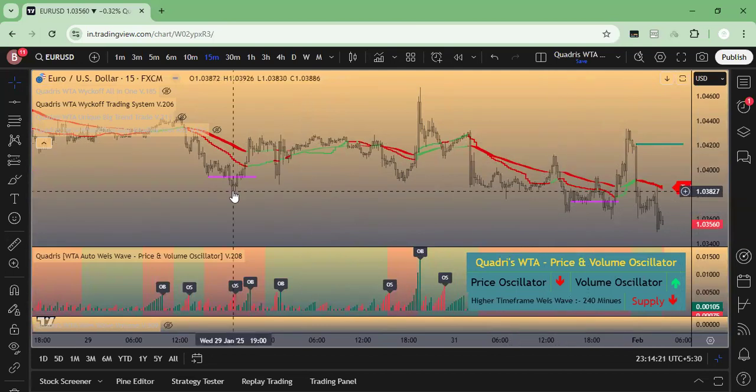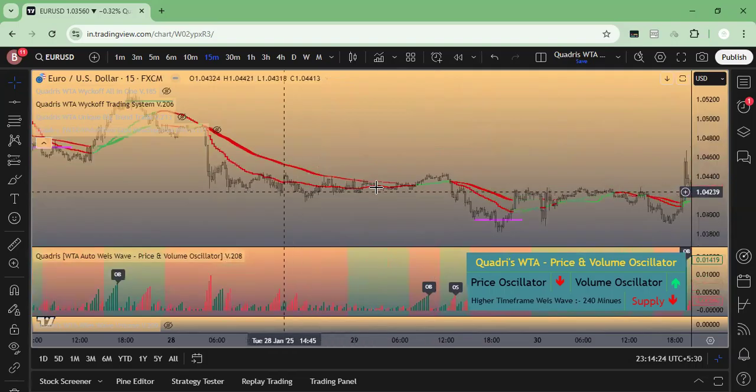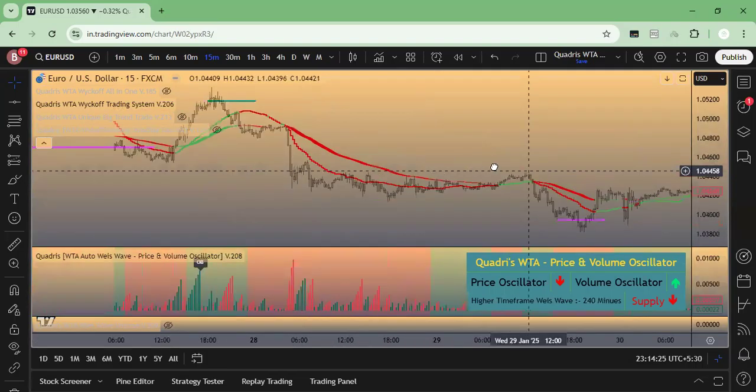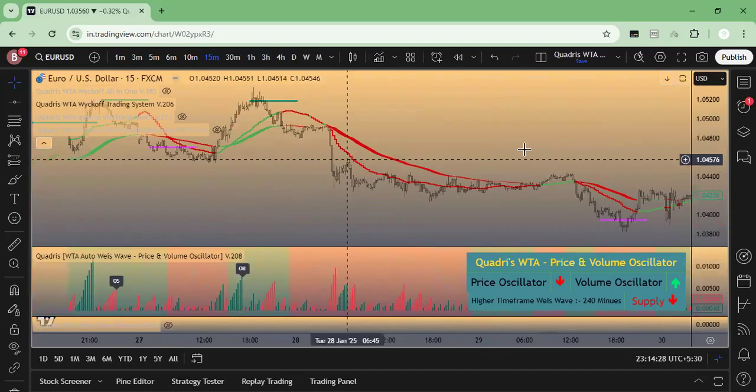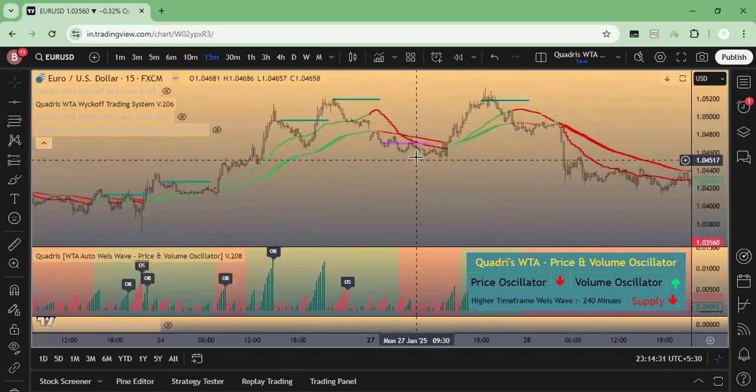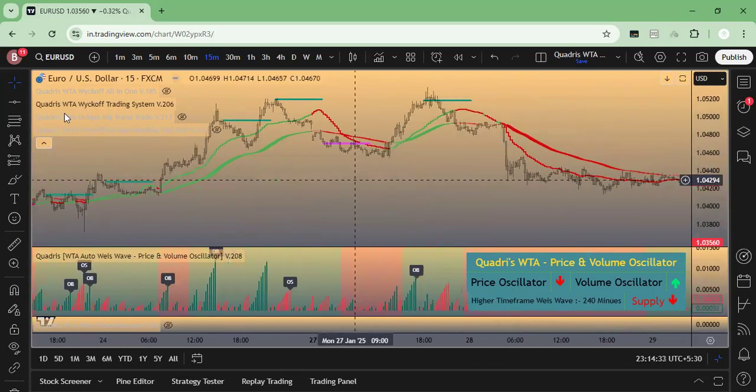We haven't got one here also. On the 29th Jan, we haven't got any trade. Here also we haven't got any trade. Here we got a trade based on our setup. Today, this was a trade setup which we got for this much of profit.